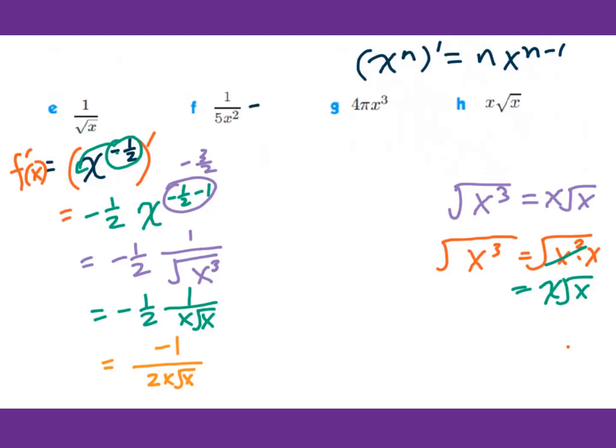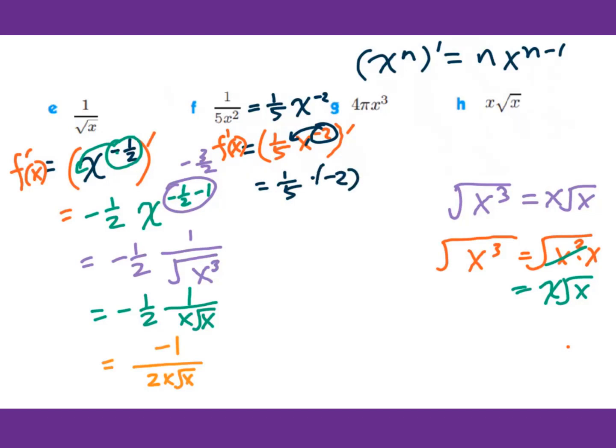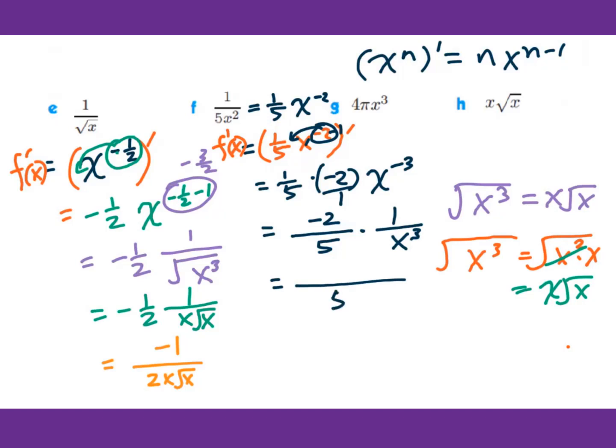Let's go to F. You will get 1 over 5 x to the negative second power. So for the derivative of f(x), drop down the negative 2. You will get 1 over 5 times negative 2, x to the negative 2 minus 1, you will get negative 3. So negative 2 over 5 times 1 over x third power. So we put this together, 5x third power, top is a negative 2. This will be your answer.